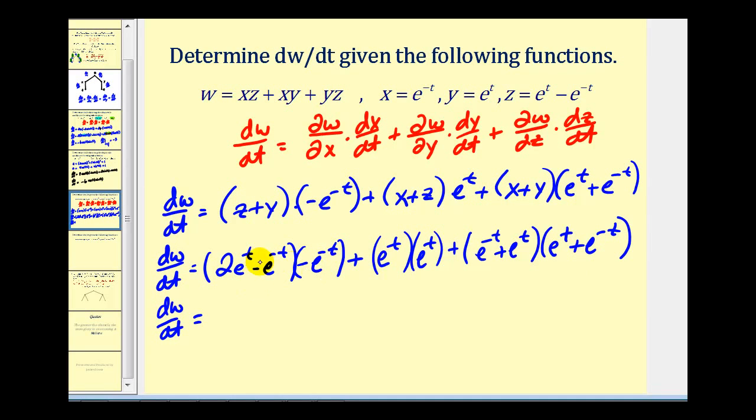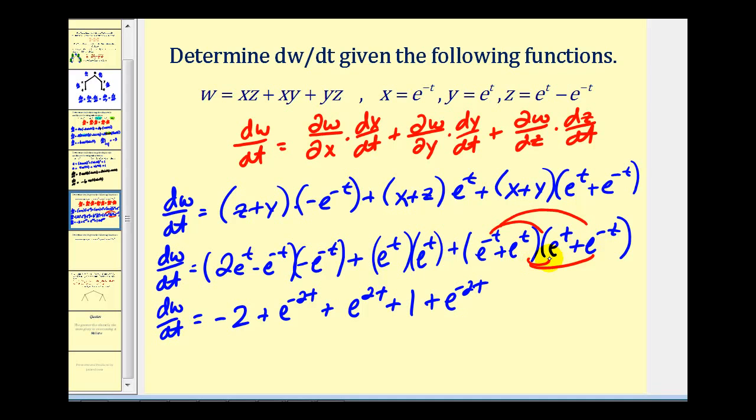Now looking at the exponential parts, we're going to add the exponents. That's going to be e to the 0. That's going to be 1. So we have negative 1 times 2. That's negative 2 plus e to the negative t plus negative t is negative 2t plus e to the 2t plus, and here we're going to have to FOIL this. So let's see what we get. We have e to the negative t times e to the t. That's 1. And then we have e to the negative t plus e to the negative t. That's plus e to the negative 2t. And we have plus e to the positive 2t. And then we have another 1.